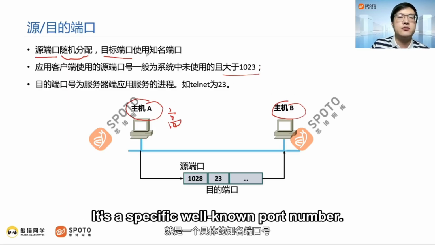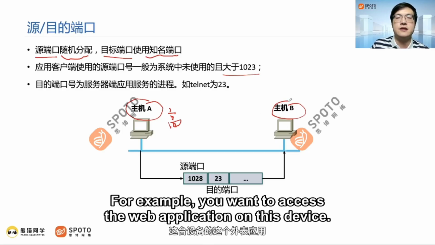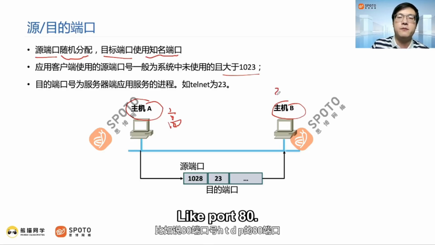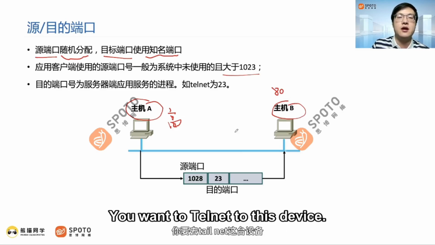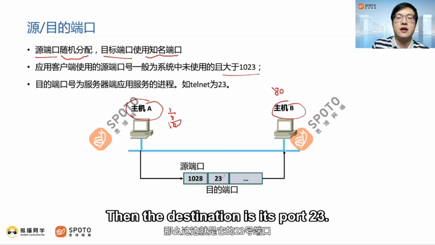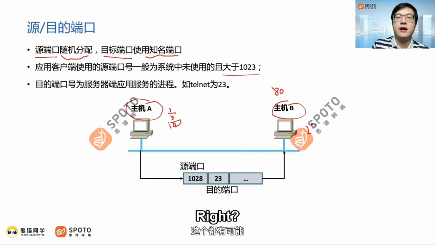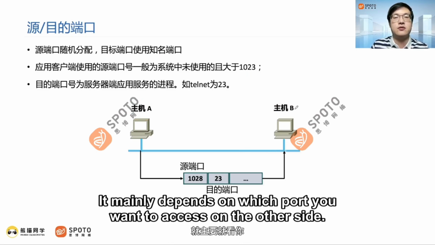What about the destination? It's a specific well-known port number. For example, you want to access the web application on this device, like port 80. HTTP uses port 80, right? Or perhaps HTTPS uses port 443. You want to telnet to this device, then the destination is its port 23. Right? It mainly depends on which port you want to access on the other side.